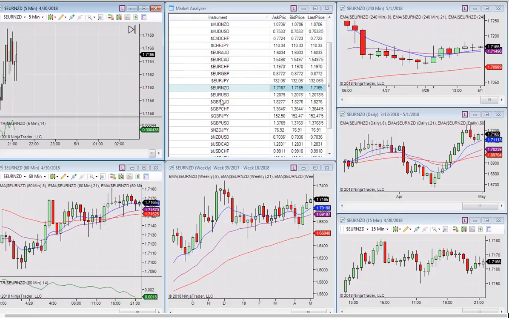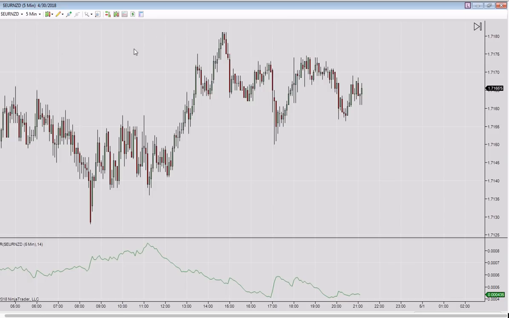So we're looking for a horizontal line, and we're looking for a break below that line. Now, where is the best spot for us to place a horizontal line?